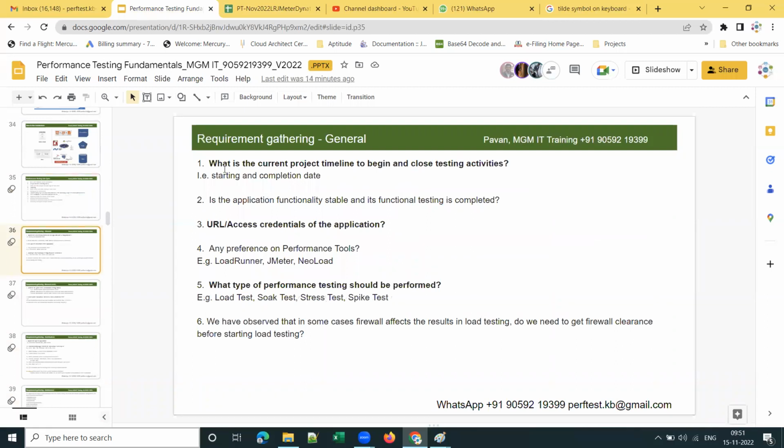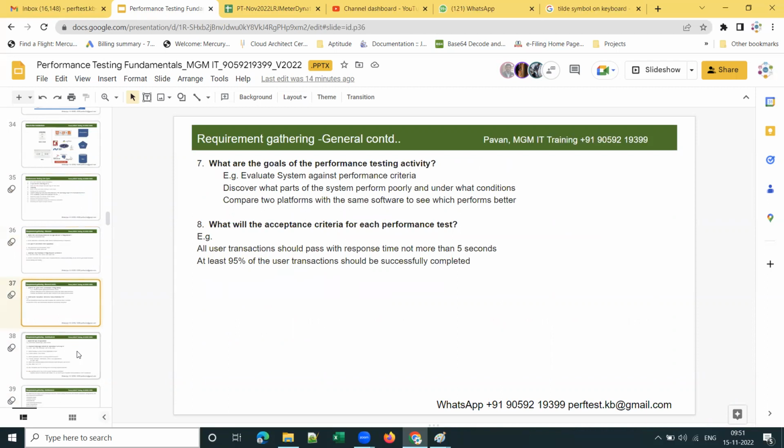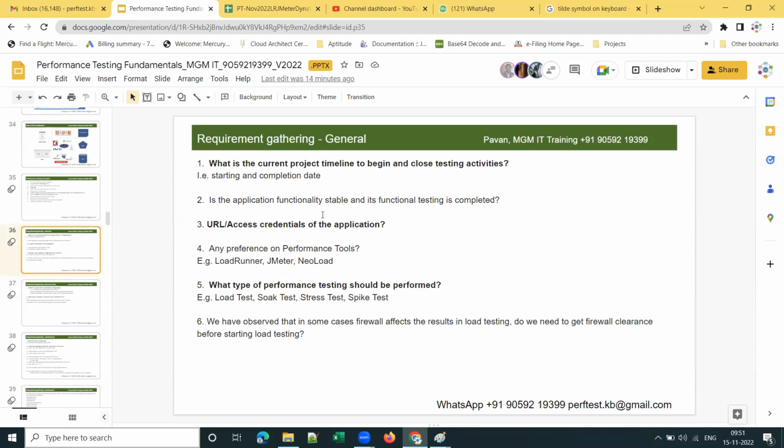And what is requirement gathering? How do you collect the requirements? What are the NFR requirements we need to gather? Right. So we'll have one separate session on requirement gathering only. And I will share some requirement gathering templates as well.